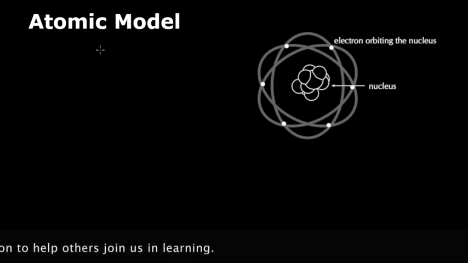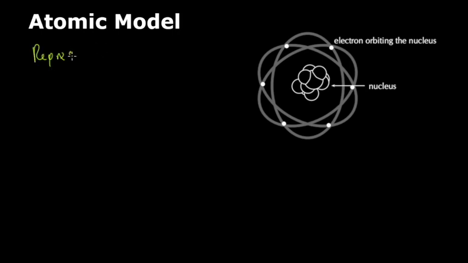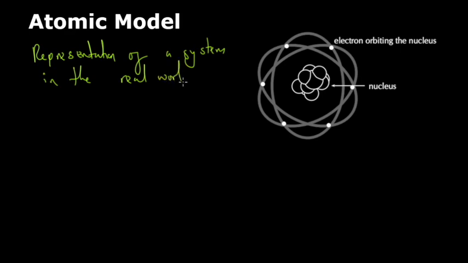So we use what's called a model. A model is a representation of a system in the real world. If you're doing sciences, or even humanities, you are probably familiar with models. We take away the complexity and explain very well, sometimes using something that closely relates to the concept we'll be explaining. For the atom, one of the models we use is this planetary model here.